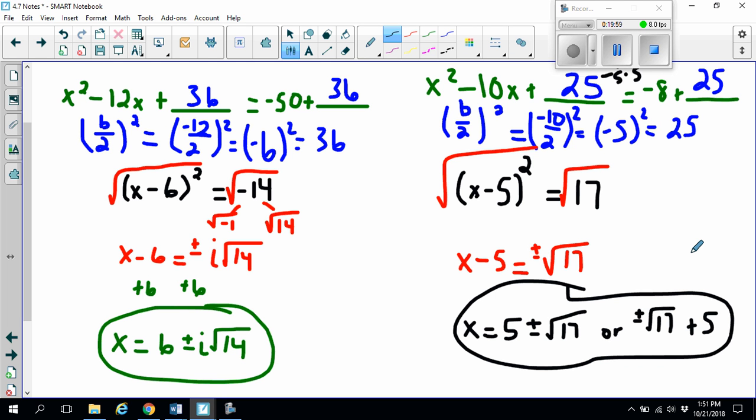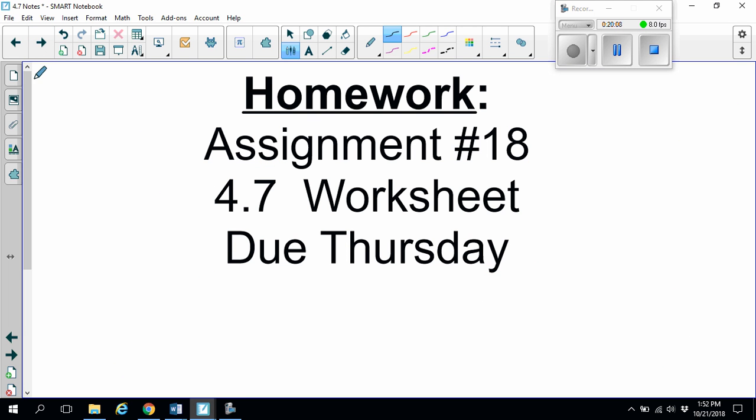Now, I do want to do one more problem, which is not on your notes, so you might have to just make some room for this, okay? So, we're going to go back. There's your homework. It is a worksheet, okay?